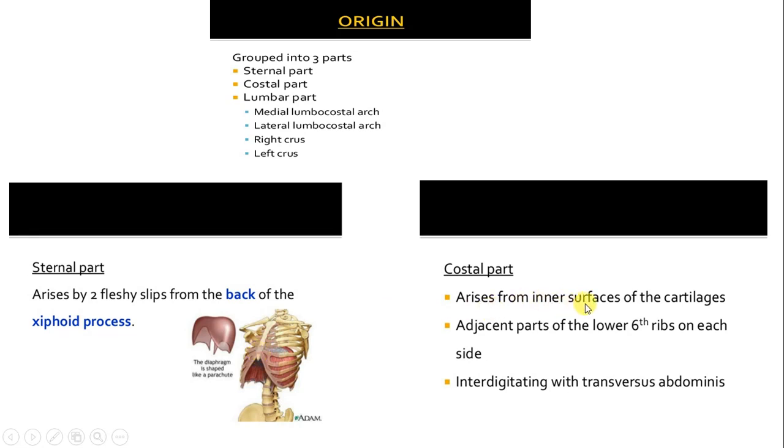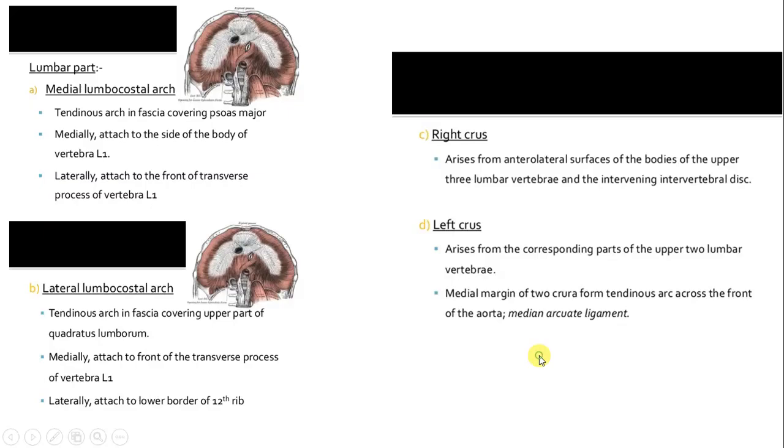Costal part arises from the inner surface of the cartilages, adjacent part of the lower six on each side, interdigitating with the transversus abdominis muscle. Lumbar part from the medial lumbocostal arch, a tendinous arch in the fascia covering the psoas major, medially attaches to the side of the body of the L1 vertebra, laterally attached to the front of the transverse process of the L1 vertebra.